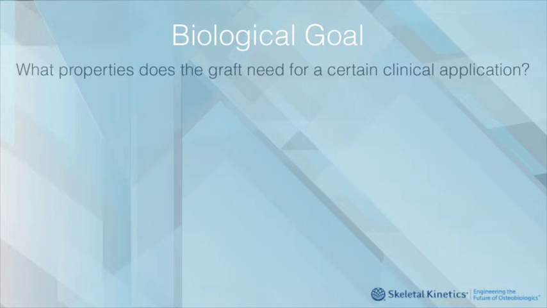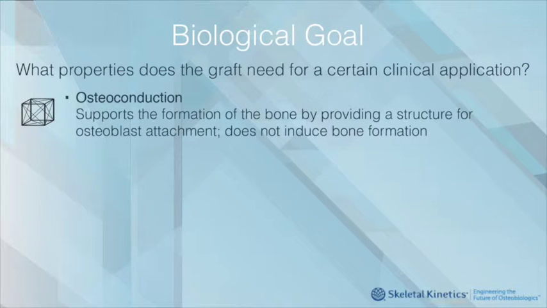The first part of our algorithm is the biological goal. We ask ourselves, again, what properties does the graft need for a certain clinical application? This involves three different choices or possibilities for new bone growth, the first of which is osteoconduction. This supports the formation of bone by providing a structure for osteoblast attachment. Essentially, it's the lattice work or the framework for which new cells have in place to grow onto. It is important not to confuse osteoconduction with having strength.